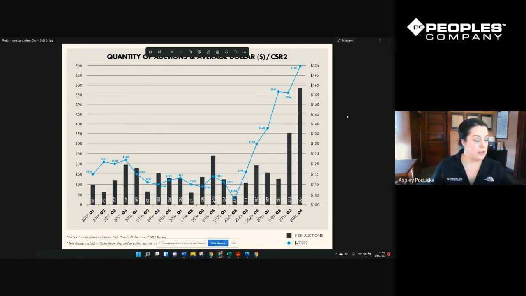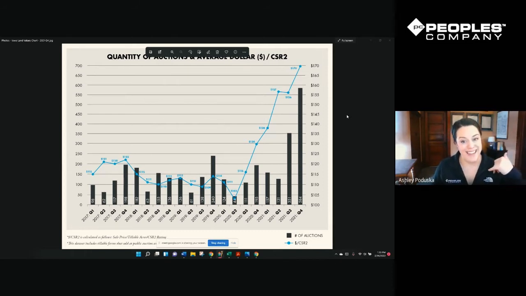So you can see towards the left, Q1 2017, there were 98 tracts that sold with an average dollar per CSR2 of 115. Again, there's a little bit of a rise and fall through the next couple of years with a sharp decline in Q2 of 2020, which was the beginning of the pandemic. There was a lot of uncertainty during that time. A lot of auctions were canceled or moved to online, which people are familiar with. So that was a very uncertain time, which could be the reason for that decrease.